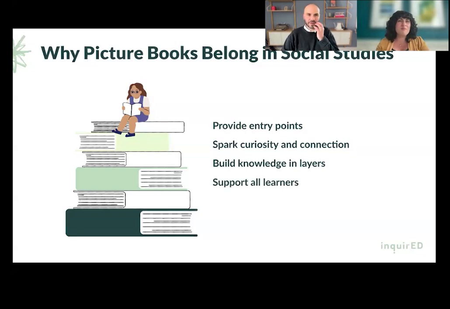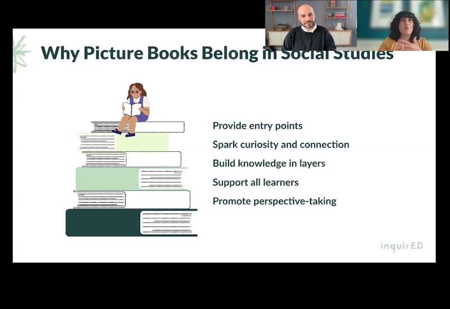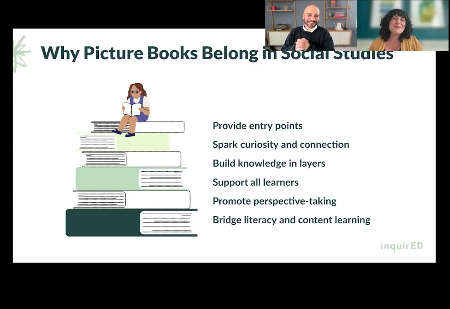perspective taking. So I like to think of books as windows and mirrors. Students might be seeing themselves reflected in a book, and they also might be seeing experiences that are unfamiliar to them, which builds empathy and trust and respect in a classroom. And I think that also helps to support all learners because of the way in which picture books provide such a robust wealth of experiences through words and pictures. And then last but not least, there's just tons of opportunity for literacy development with picture books. In a social studies classroom, I think we are responsible for also building students' literacy skills, and there's just such a beautiful way we can do that with picture books.